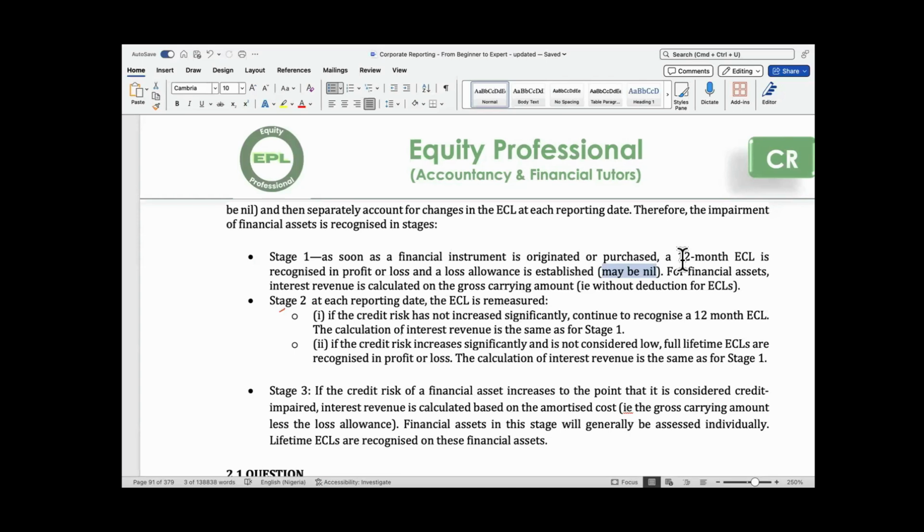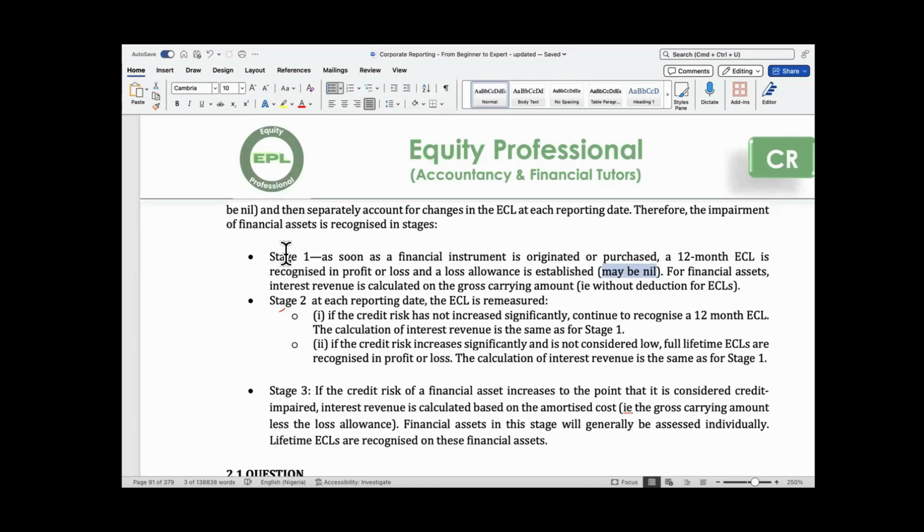So it could vary. But the key point here is that all financial assets that you originate, you put them in stage one, and you need to impair them immediately. And you use a 12-month ECL by looking at possible default events within 12 months.